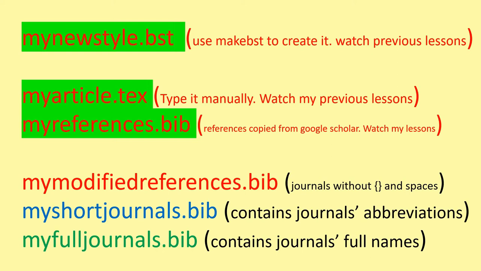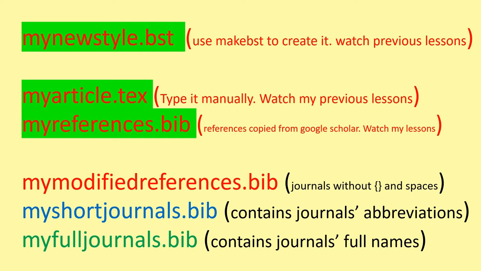The first file, my new style.bst, contains your new style that you have created using the MakeBst tool using your command prompt. And if you want to watch how to create your new style, then you will have to watch my video about the creation of new style using MakeBst. My article.tex is the actual file that contains your research article or book or your thesis, etc. You will have to type this manually. The third file, my references.bib. These are the references that you have copied from Google Scholar and you have saved them in this my references.bib.